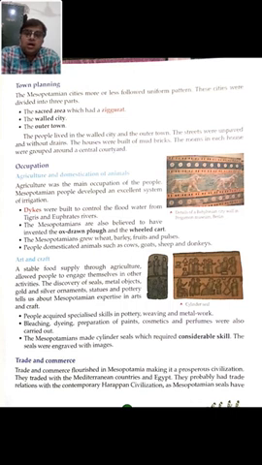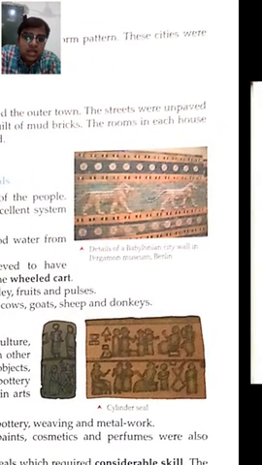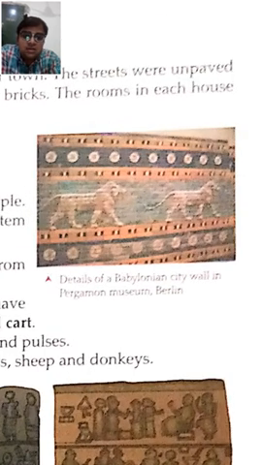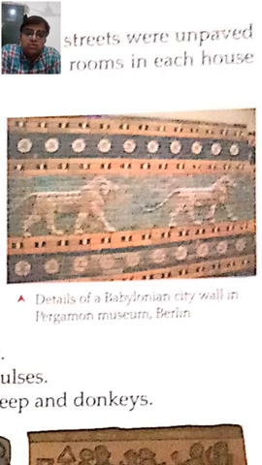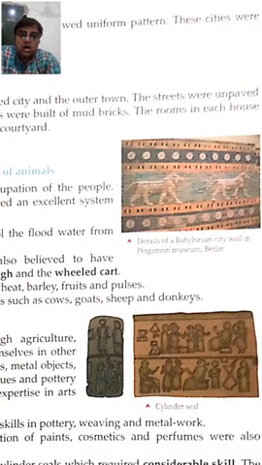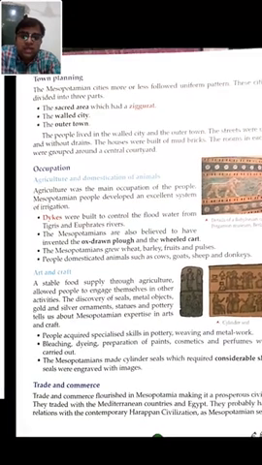Then Mesopotamians were also very good at art and craft. Regarding art and craft, you can see in this picture the details of the Babylonian city wall in Pergamon Museum, Berlin. This is one of the walls which was built during the Babylonian reign. So now I will discuss art and craft.